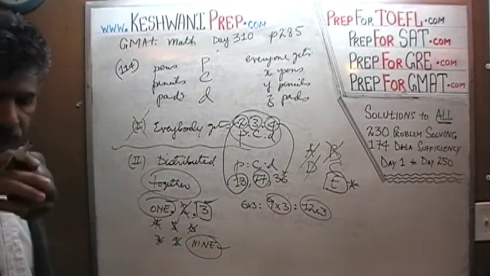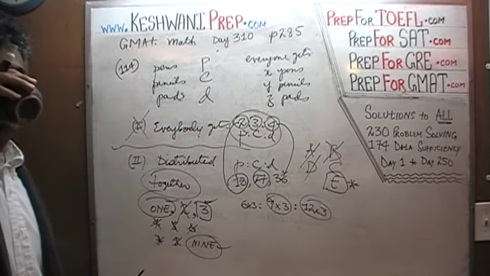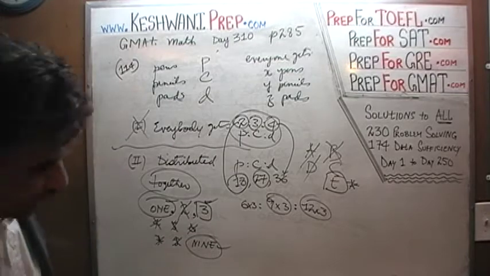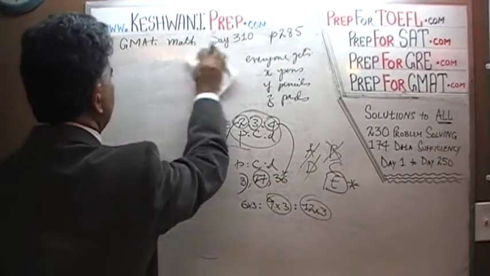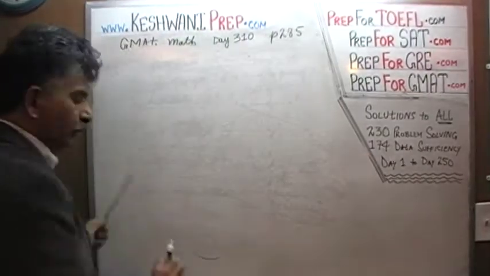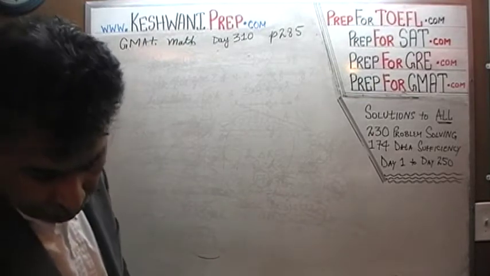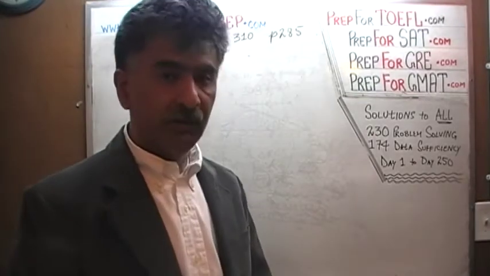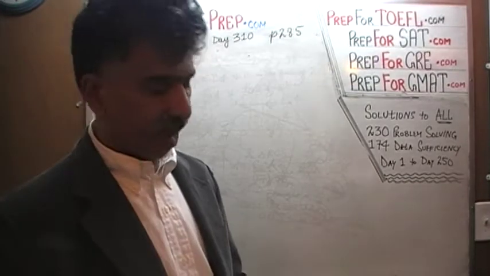Number 115. Enough of this. They were trying to pull a fast one, weren't they? And many people will actually fall for it. Many people instinctively will say, well, we must have had 9 people. That is one possibility. Do you understand?